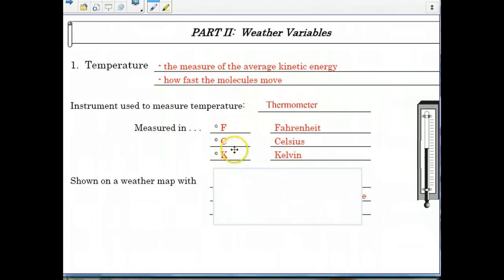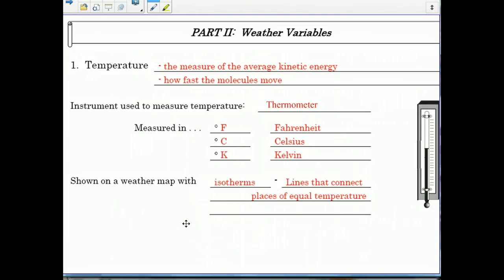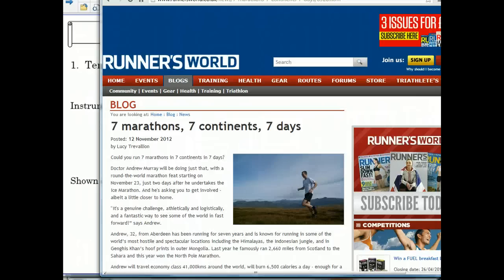So we have those three different scales, and on a weather map, we use these things called isotherms. You may remember this from 8th grade. We talked a little bit about that in 8th grade, I know because I taught it. Lines that connect places of equal temperature. And if we look at a map, I'll pull up a map here in a second.